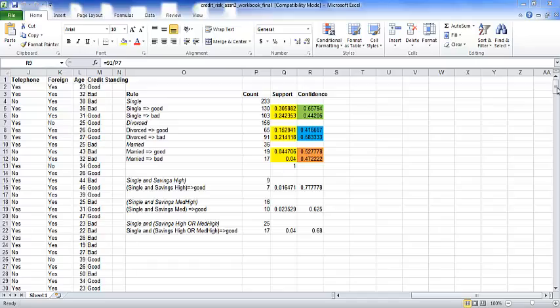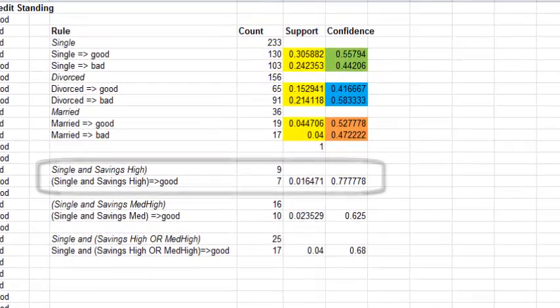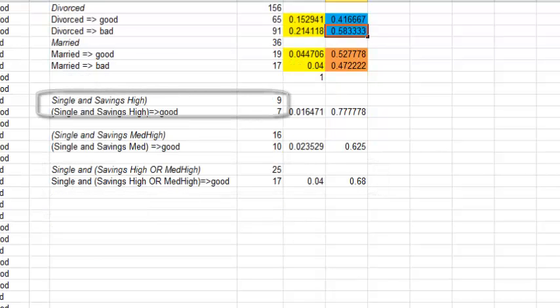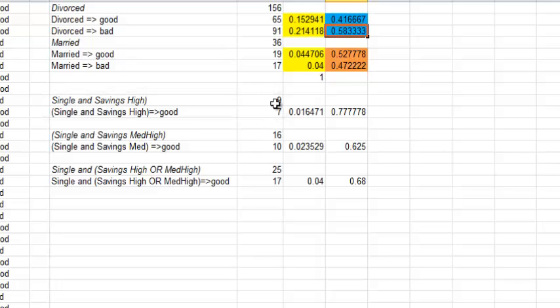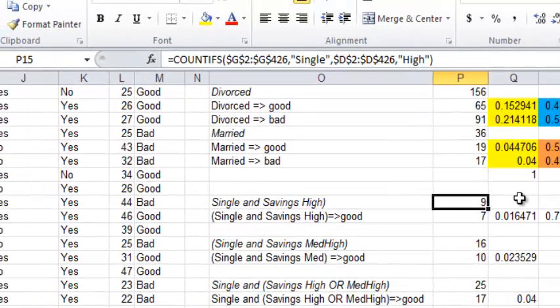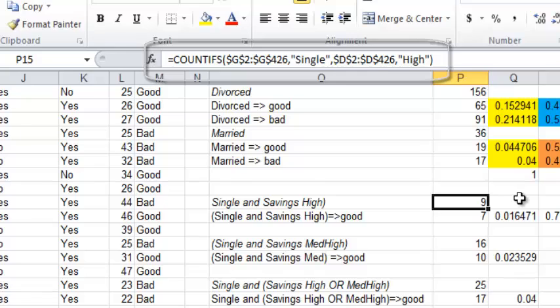Let's do another example and see how we come out. Let's consider marital status and the amount a person has in their savings account. Here we examine two antecedent factors, marital status and savings account amount. Again, the first thing I want to do is simply count the number of occurrences of the antecedent. For example, in cell P15, I use the COUNTIF function to count the number of instances where an individual is single and has high savings.